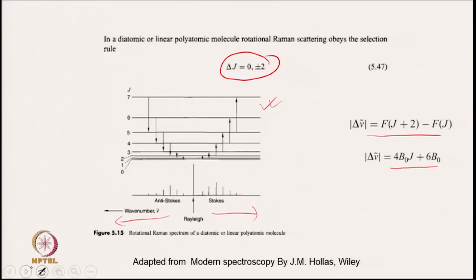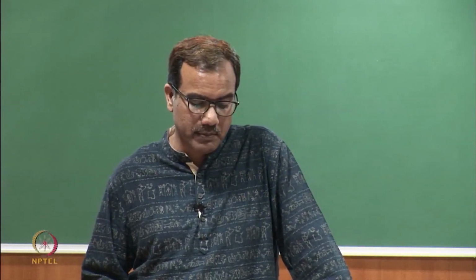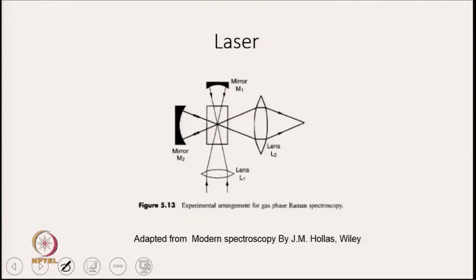So for anti-Stokes it will be towards this side, and for Stokes it will be towards the right hand side. Instrumentation of Raman spectroscopy is very important. Raman scattering is a very weak phenomenon, so incident radiation should be highly monochromatic, and that is why a laser is used as a source. This is your typical experimental setup for Raman spectroscopy. Different lenses are used to focus the incident ray back to the sample.